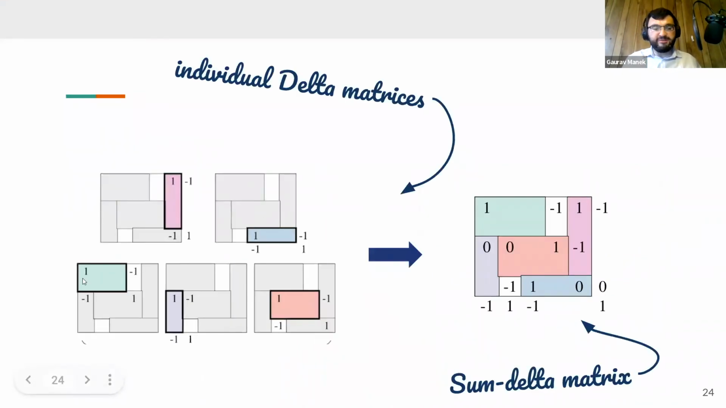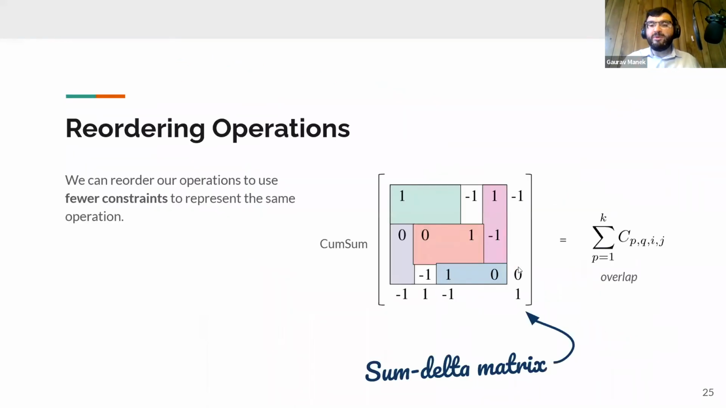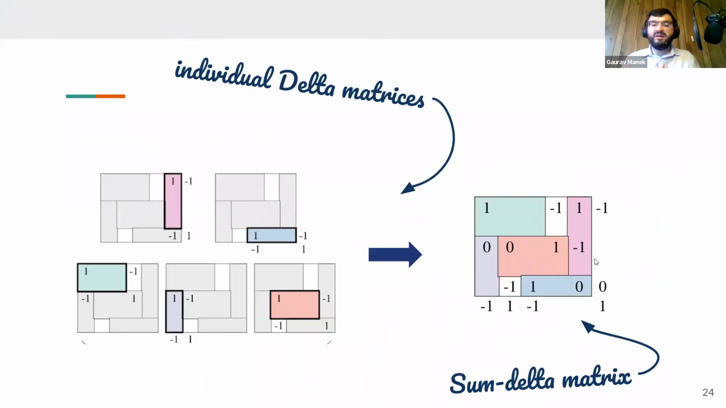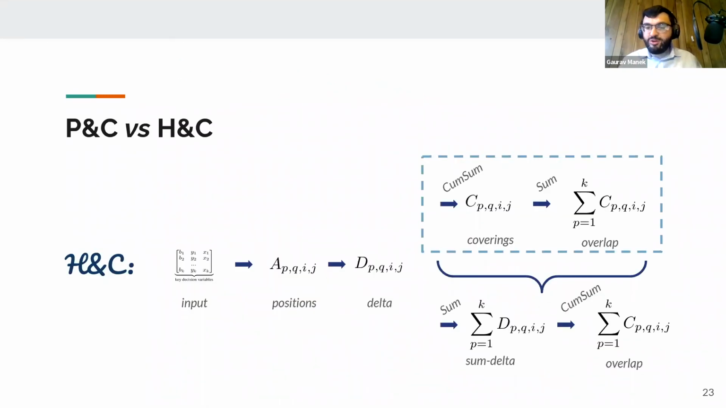If you have these individual delta matrices, you can just take the sum over all these delta matrices. And the cumulative sum of this will be exactly equal to the overlap matrix. If you wish to verify this numerically, it's possible, but I'll present you an intuition for why this is true in just a moment. The key point I wish to note over here is that going from delta to coverings matrix requires specifying one constraint for every cell from every position, which is where we get the quadratic blow up in our constraints.